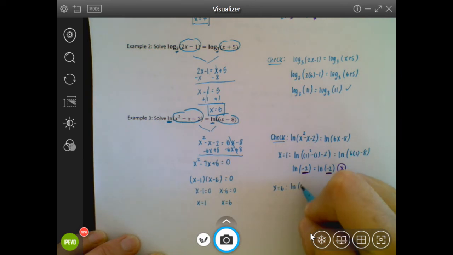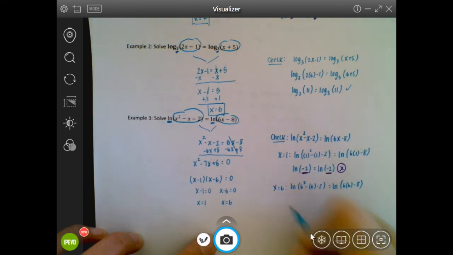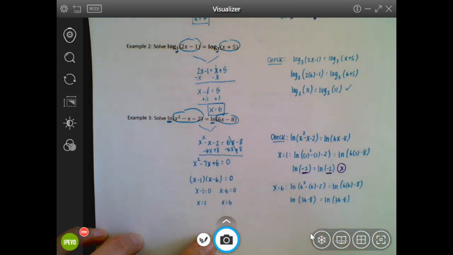So ln of 6 squared minus 6 minus 2 equal to ln of 6 times 6 minus 8. That's going to give me 36 minus 8. And same thing over here, 36 minus 8. And I know that 36 minus 8 is definitely a positive number. So this is actually going to end up working as a solution. I don't really care what these values are. Again, I'm just checking to make sure that they're going to be positive. 36 minus 8 is definitely a positive number.